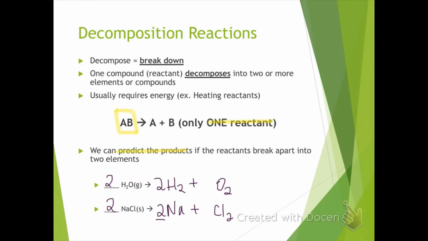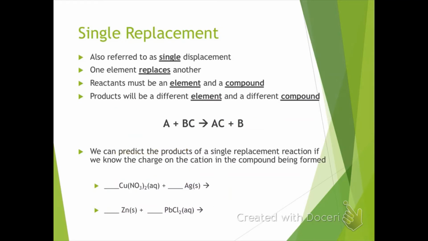So in this video, we're going to look at one more type of reaction, and that is single replacement. Sometimes single replacement is also called single displacement. We're taking one element that's replacing another. Our reactants will always be an element and a compound. We're going to form a new compound and a new element. So we see that A has gone and replaced B. B got kicked out alone.